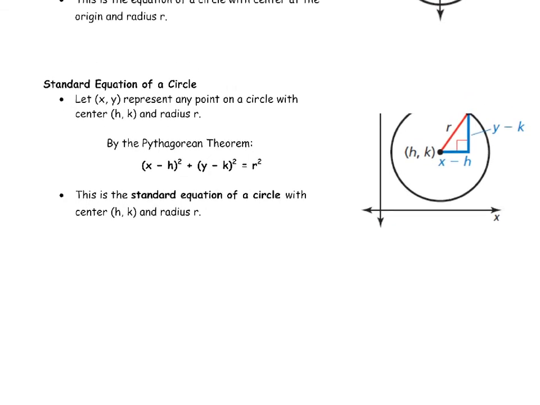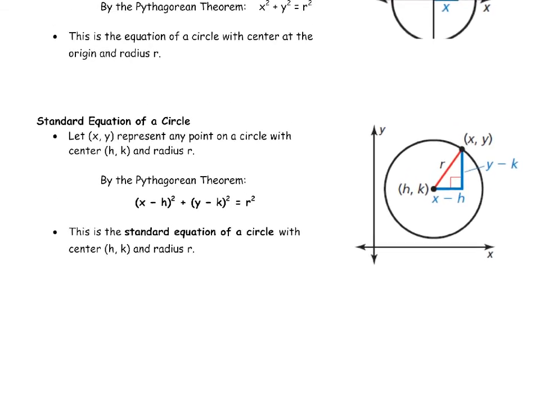So now let's look at the standard equation of a circle, which gives us a little bit of a different formula. In this case, we're going to let x, y right here represent any point on a circle with the center at h, k. So notice the center is not our origin. It can be any point, and a radius of r.